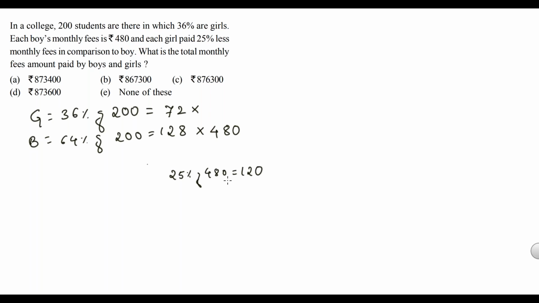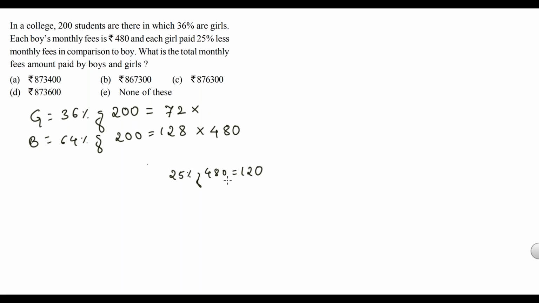25% means 1/4. 1/4 of 480, or half and half. Half of 480 is 240. Half of 240 is 120. It means each girl is paying 120 rupees less than boys. It's not 120 rupees, it's 120 rupees less.